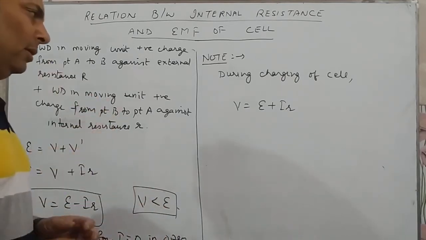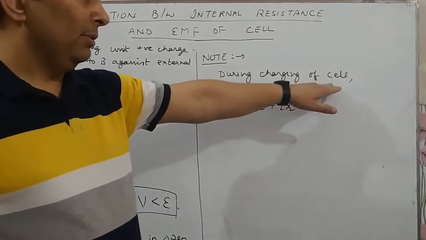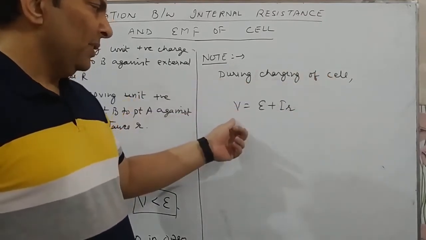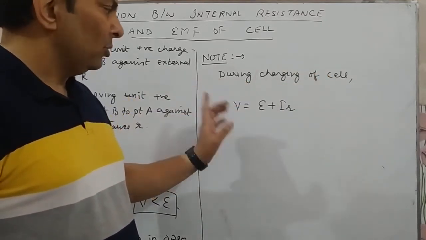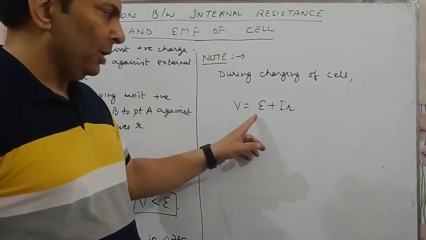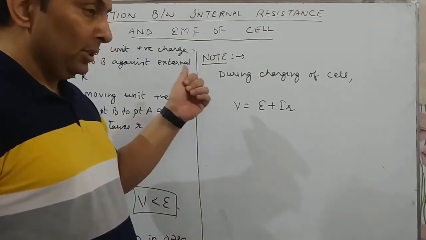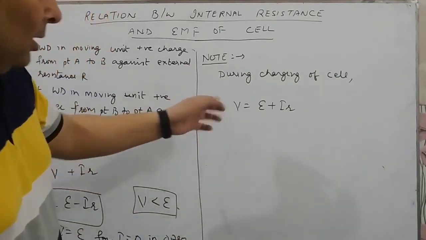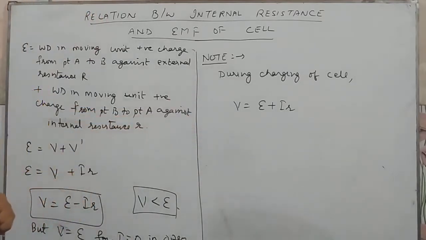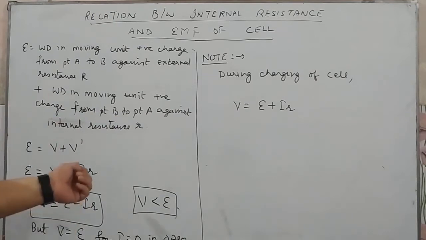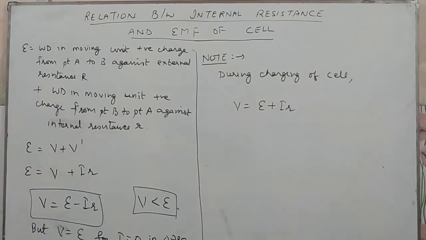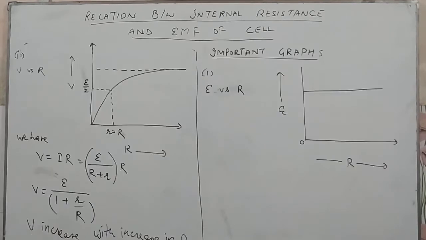So what is here, that during the charging of the battery or the cell, it is always seen that the terminal potential difference is always greater than the EMF. So this is a special case. Only in this case, the terminal potential difference will be greater than the EMF. Otherwise, during discharging, it will be less. So remember that during charging of the cell, terminal potential difference is greater than the EMF.